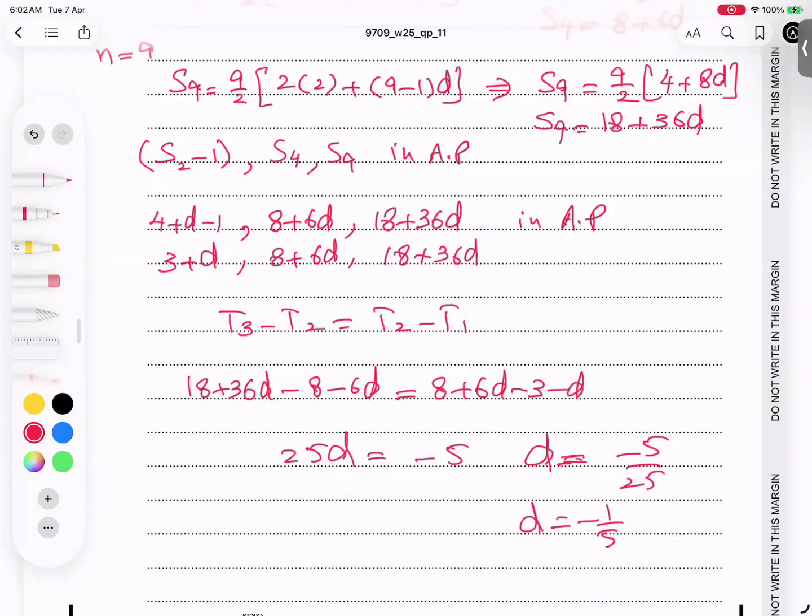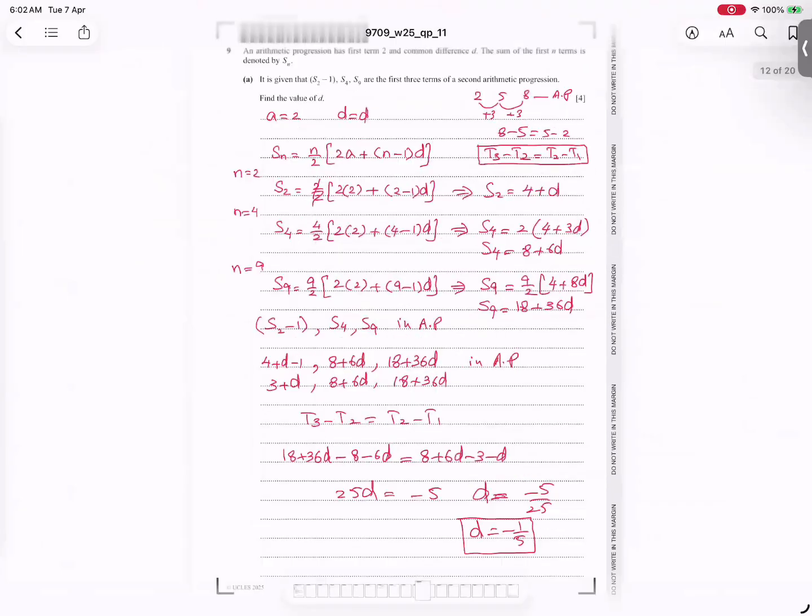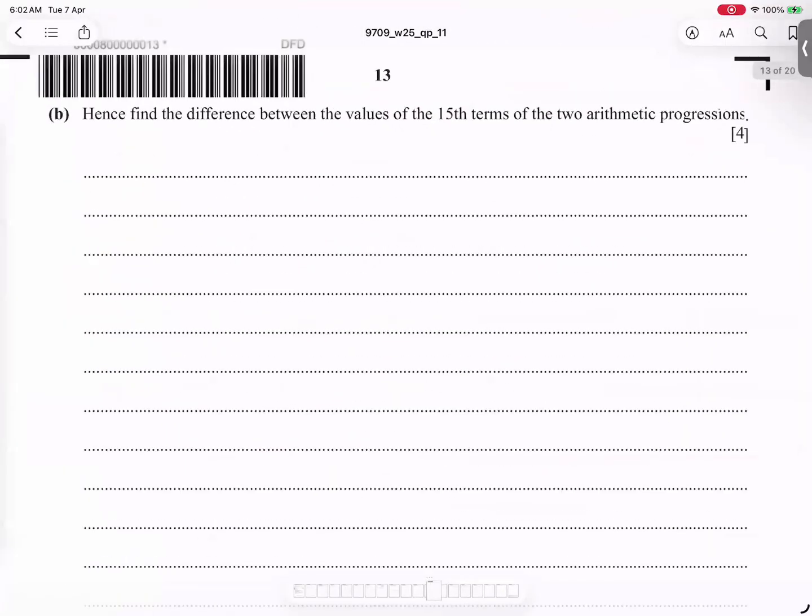I hope the concept of the question is very clear. Second part, we have B, students. Find the difference between the values of the 15th term of the two APs. So the 15th term, we need to find both. So AP number 1 and AP number 2. In the first AP, the first term is 2, and the common difference is D. Here, the first term is what we got on the previous page.